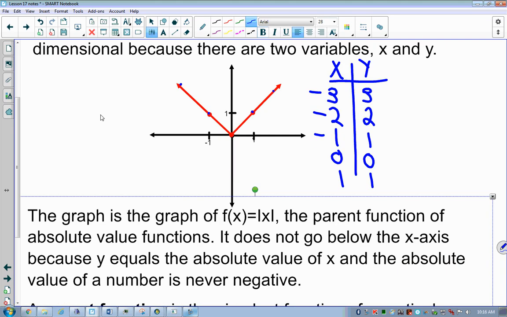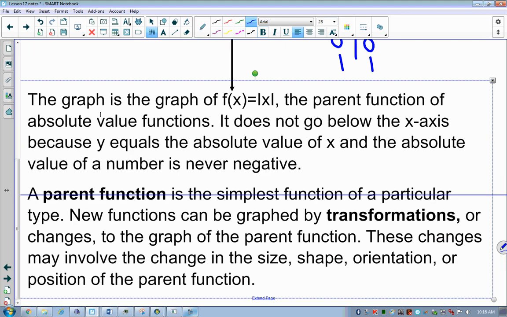Okay, here we go. So that graph is the parent function of an absolute value function. It does not go below the x-axis because y equals the absolute value of x. And the absolute value of a number is never negative. This you'll see in Algebra 3. So if you go on to that point, you'll see parent functions. We haven't gotten to it yet in Algebra 3, but we're fast approaching it.